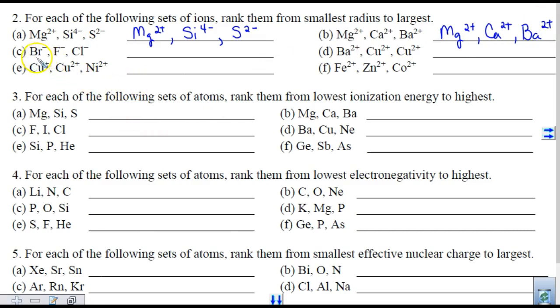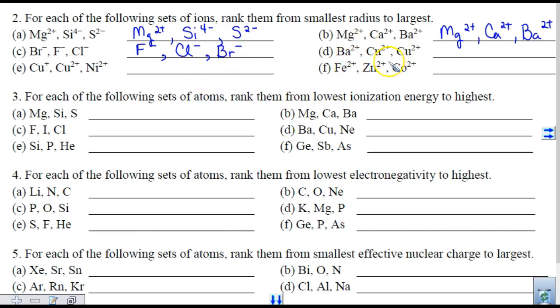In C, we're again looking at elements that are in the same group, so I would pause the video now and see if you can put them in the correct order. Alright, looking at group 17, fluorine is the very top element, so that must mean the fluoride ion is going to be the smallest. And as you go down, chlorine is the next element, so chloride ion would be second, and then the bromide ion would be the largest of these three.